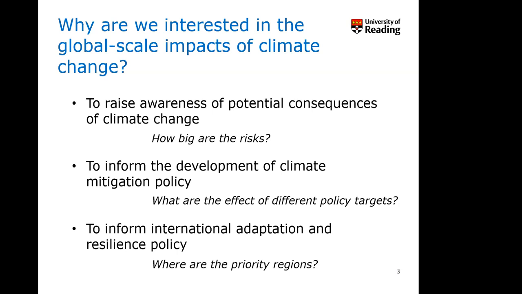Related to that, information on the global scale consequences of climate change helps inform the development of climate mitigation policy. In a sense, it helps us influence what we think are appropriate targets or what the consequences of not hitting targets might be, which is important if we're trying to compare the cost effectiveness or the distributional aspects of different mitigation measures, for example. And the third objective might be to help inform international adaptation and resilience policy.